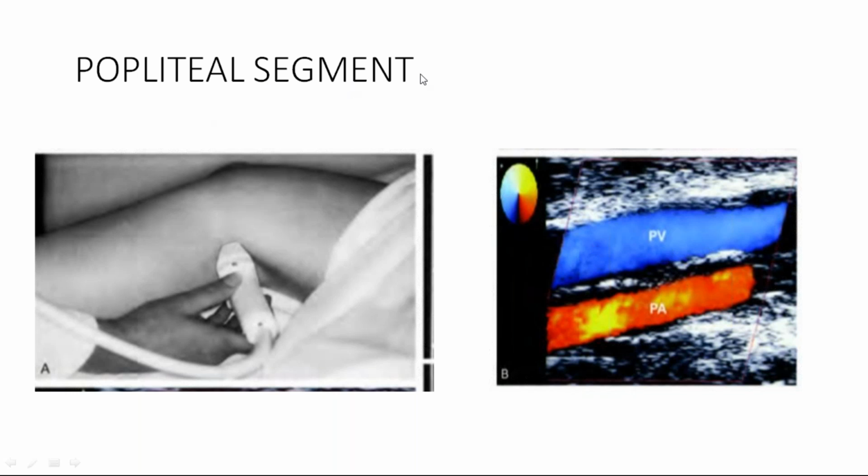This is an example of the popliteal segment, with the ultrasound transducer. We have to see the popliteal vein along its course at the popliteal fossa, which is present posteriorly in the leg. We can see the popliteal vein and popliteal artery. When we compress, the entire vein will be compressed, and the artery won't compress.